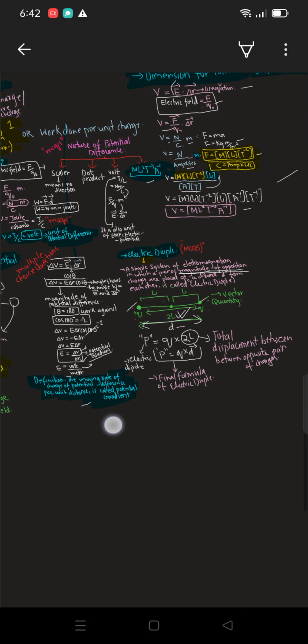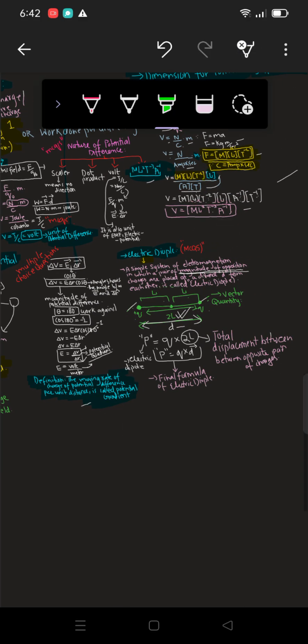Okay, so as in the last video, we discussed the electric dipole. What was it? It was a simple electromagnetic system in which a pair of opposite charges, Q plus and Q negative, are placed at a distance from each other. If one charge is positive, the other will be negative. This arrangement is what we call the electric dipole.